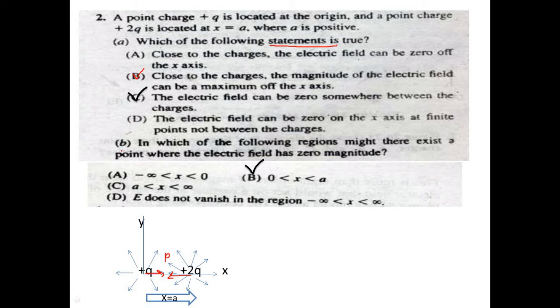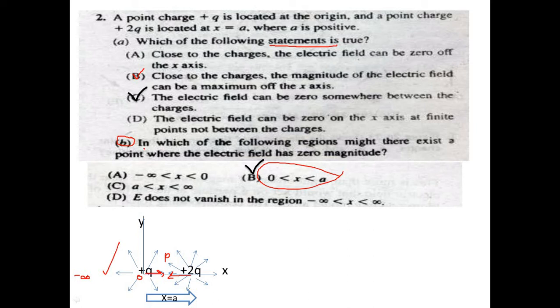Now move toward question number 2, option B. In which of the following regions might there exist a point where the electric field can be 0? So here this is the region somewhere in between 0 and A where the electric field could be 0, as I have already shown you here. So this option is the correct option. This is incorrect, as minus infinity is less than x is less than 0 is a point somewhere at minus infinity here and 0 here, and here the electric field is maximum, not 0.